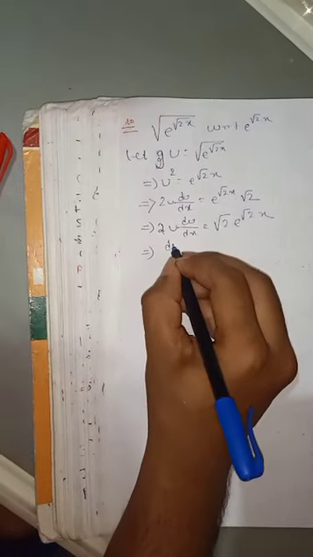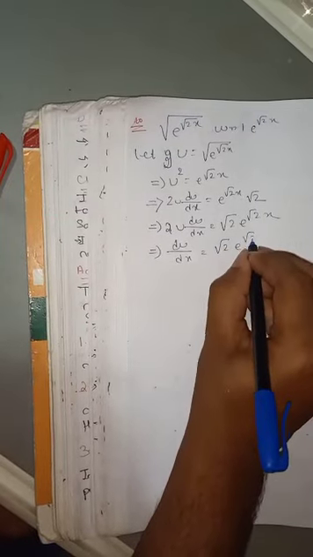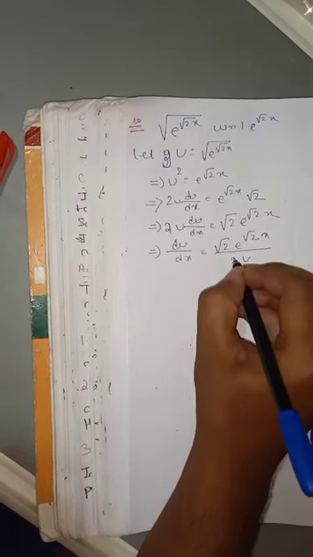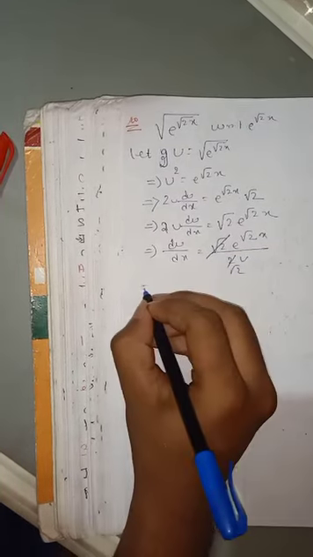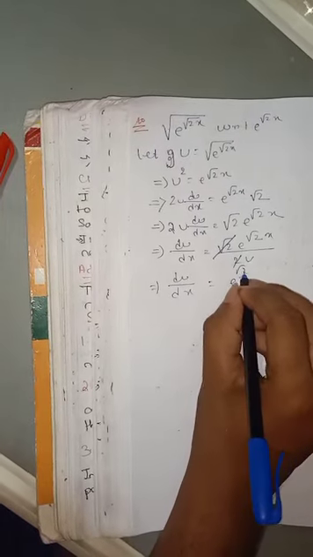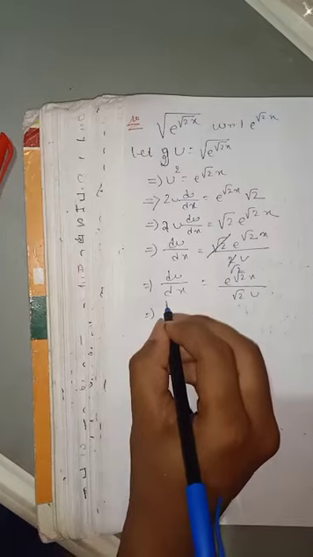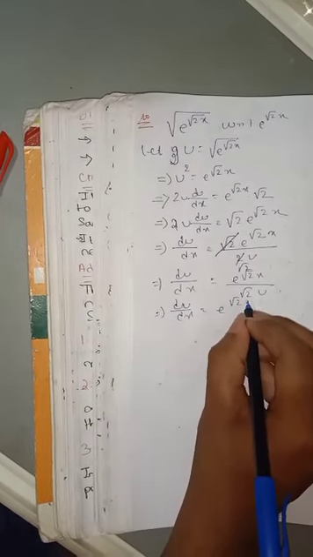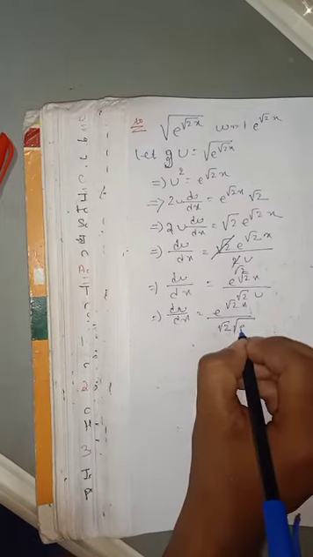So du by dx is root 2 e to the power root 2x by 2u. The root 2 will cancel later. So du by dx is equal to e to the power root 2x by root 2u. What is the value of u? Root e to the power root 2x.